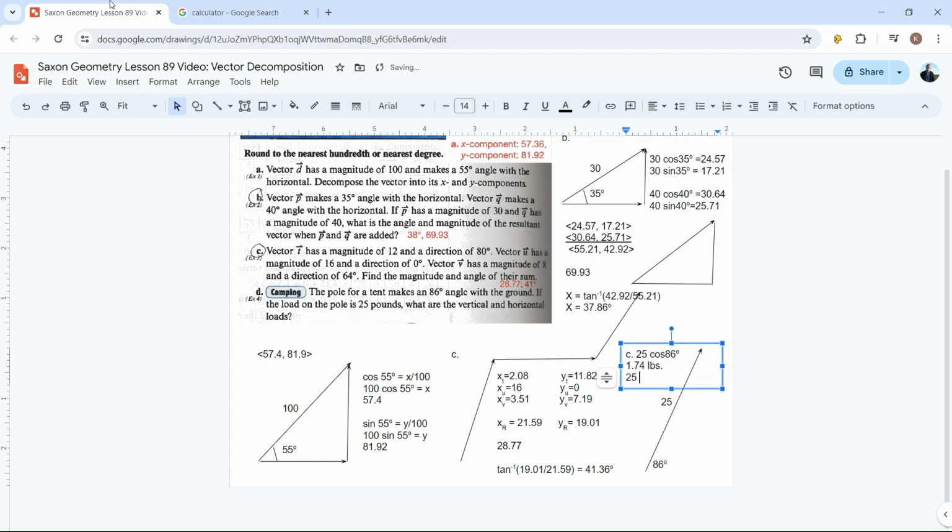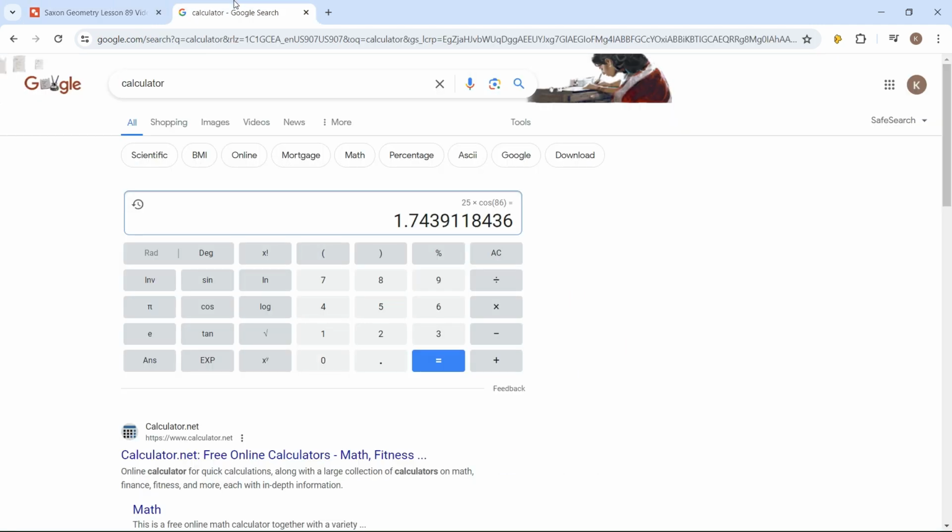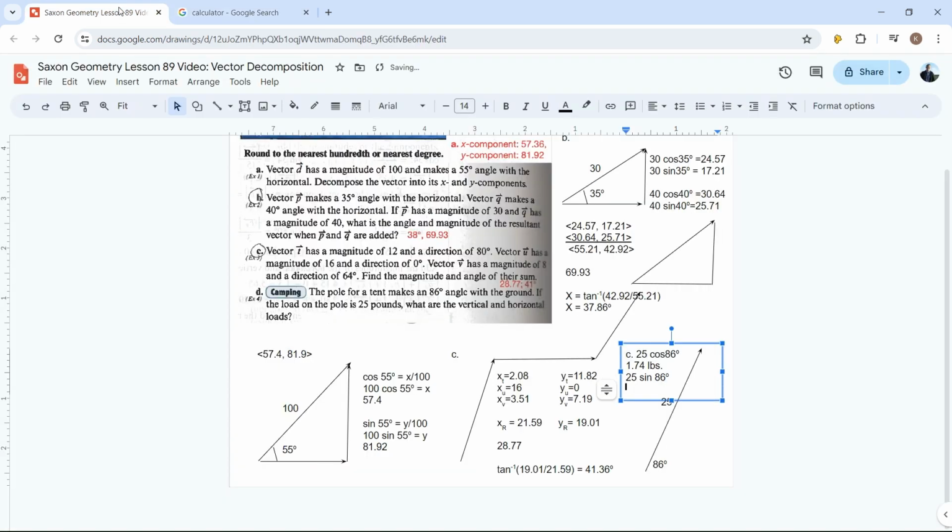And then I'm going to do 25 times the sine of 86 degrees to get the vertical load. All I have to do is plug that into my calculator and I'm done. 25 times the sine of 86 degrees. 24.94. 24.94 pounds up. Okay, this is my horizontal, so I'm going to note it as horizontal by saying that's the x component. X equals, and if it was easy for me to do here, I'd put a little vector label over it, because the x component vector is 1.74. The y component vector, the vertical, is 24.94.